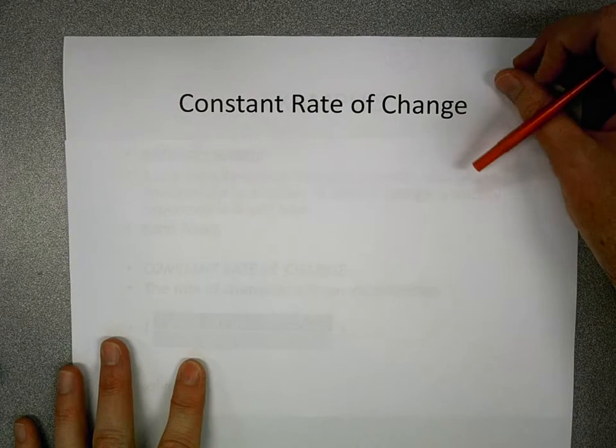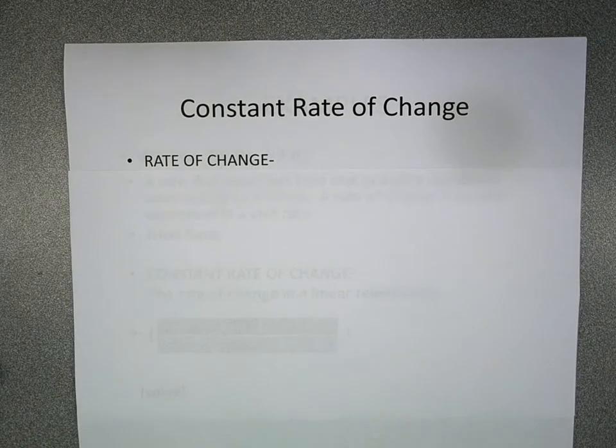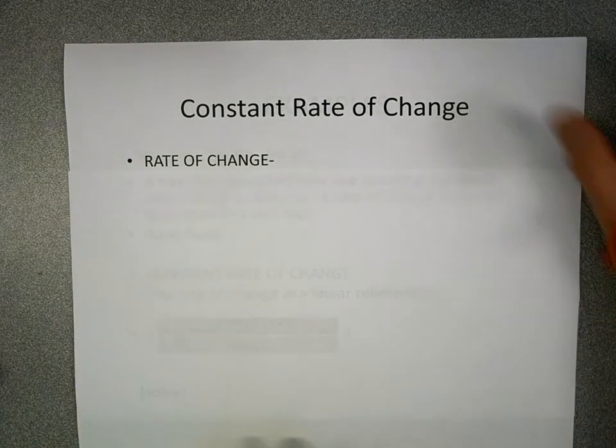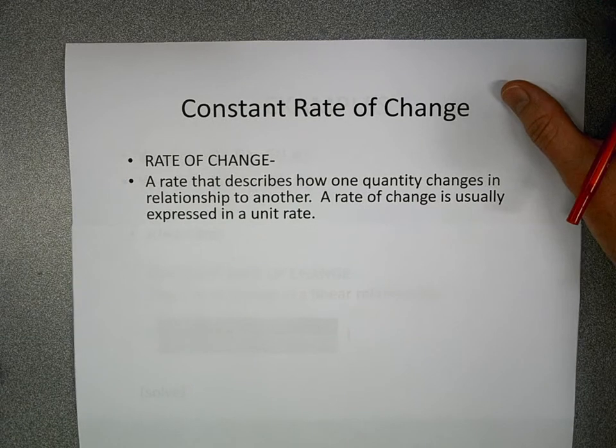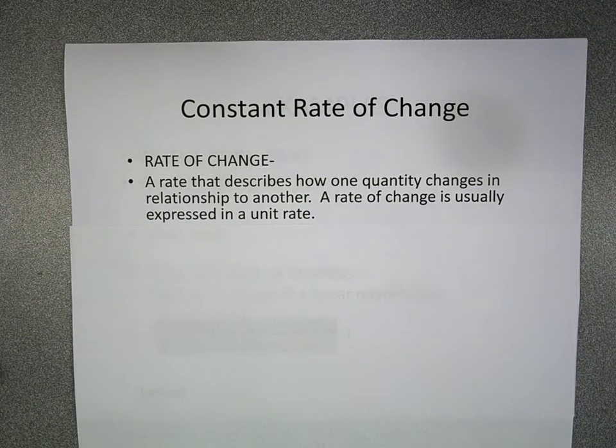So here we go. The very first word is rate of change. Everyone. Rate of change. All right. So here's what the rate of change is. Your book says a rate that describes how one quantity changes in relationship to another. A rate of change is usually expressed in a unit rate. So it's how the amount of one thing, if it increases or decreases, how does it change in relation to another? Okay, another thing that it's talking about.